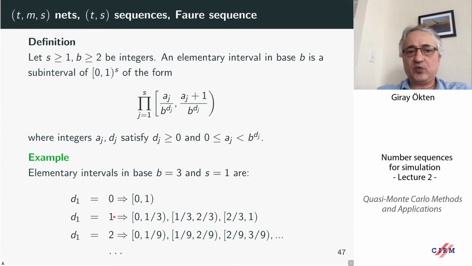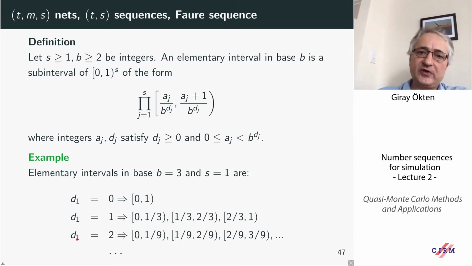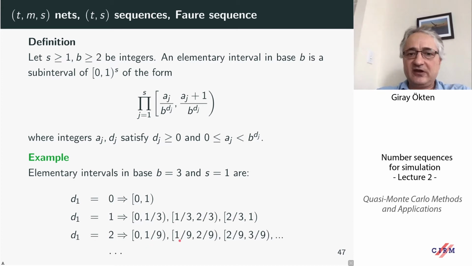If D1 equals 1, so if this number is 1, that means now we are dividing the interval into 1/3, and the AJs are the coefficients that you can get as you go along. It's like 0 to 1/3, then 1/3 to 2/3, and 2/3 to 1. If you take the exponent D1 to be 2, then you're dividing the interval into 9ths, and these become your elementary intervals. So it's just your interval divided into 9ths.